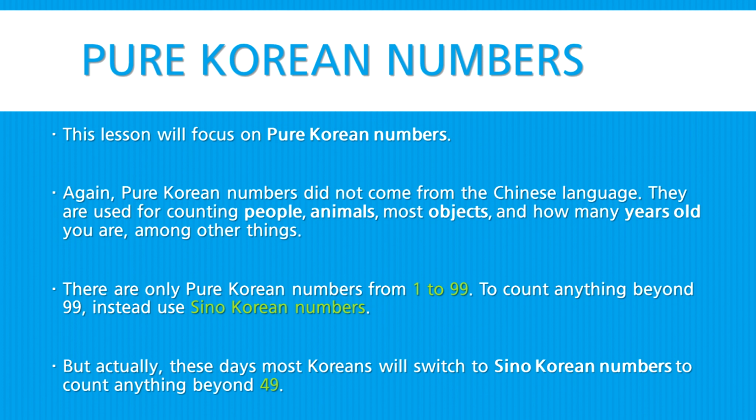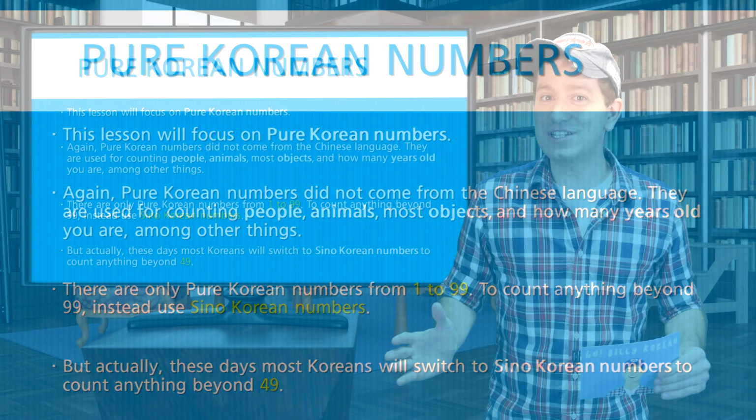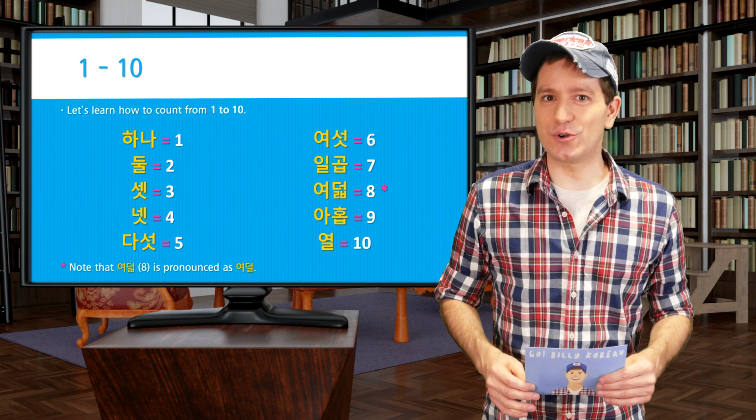However, there are only pure Korean numbers from 1 to 99. To count anything beyond 99, instead just use Sino-Korean numbers. But actually, these days most Koreans will switch to using Sino-Korean numbers for counting anything beyond 49. So that was just a quick introduction into pure Korean numbers.